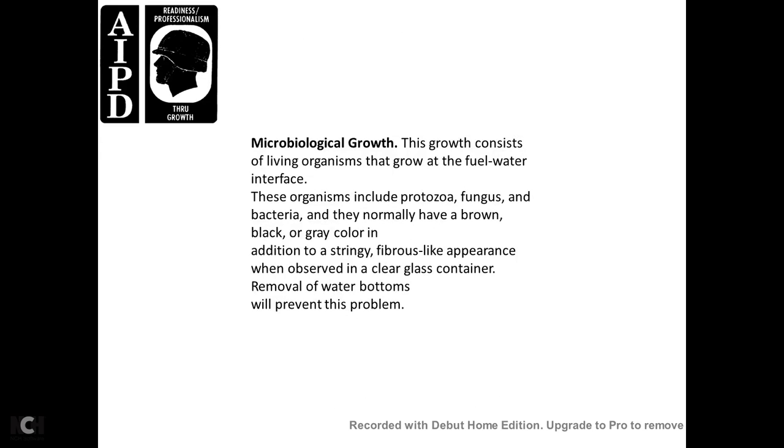Microbiological growth. The growth consists of living organisms found at the fuel-water interface. The organisms include protozoa, fungi and bacteria that are normally brown, black or gray in color, with a stringy, fibrous-like appearance, and can be observed in the clear glass container. Removal of the water bottoms will prevent this problem.